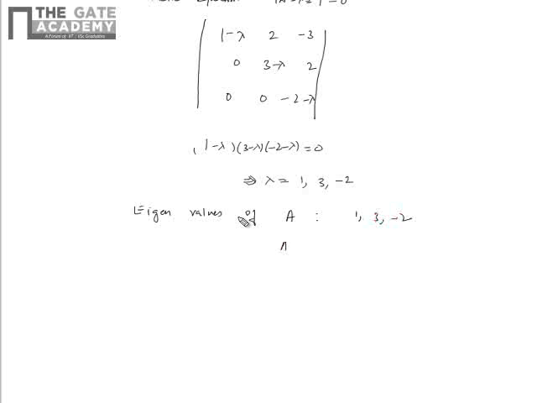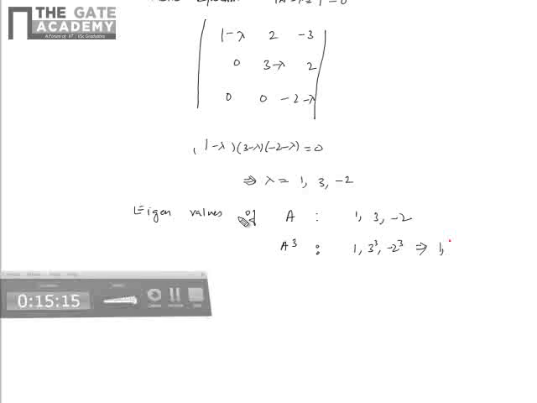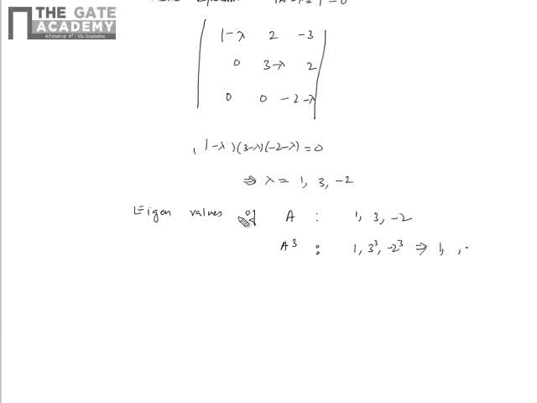Now, the eigenvalues of A cube will be what? A cube will be basically the cube of each, so 1, 3 cube, minus 2 cube. So that implies 1, 27, minus 2 whole cube. Remember, this is minus 2 whole cube, so 1, 27, minus 8. Okay, and now the eigenvalues of A square will be basically the square of each, which implies 1, 9, 4. And the eigenvalues of I are nothing but its diagonal terms, which are 1, 1, 1.